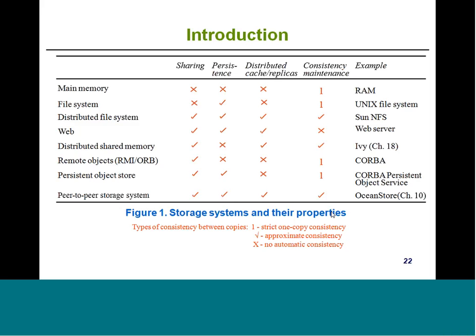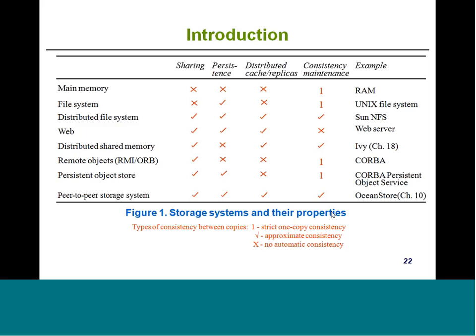Now let's look at the file system. With the file system, you don't allow sharing, but it is persistent, meaning the data gets written into that file system after the process gets executed. Again, I'm distinguishing between program and process, a distinction that we saw very early in the course, which is that a process is a running instance of a program. I hope you remember. Again, the file system also doesn't allow distributed or cache replicas, because inherently the file system we are talking about is a file system within the computer, so it's mainly for that particular machine.